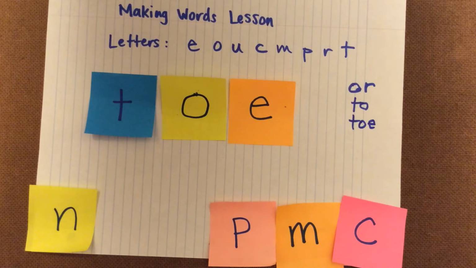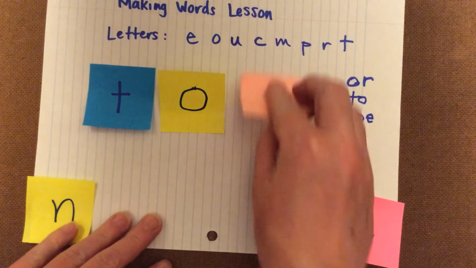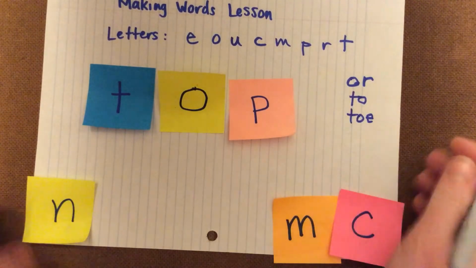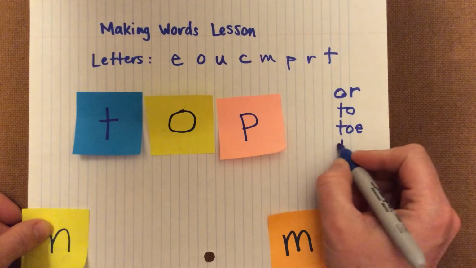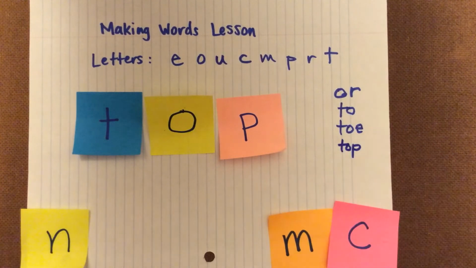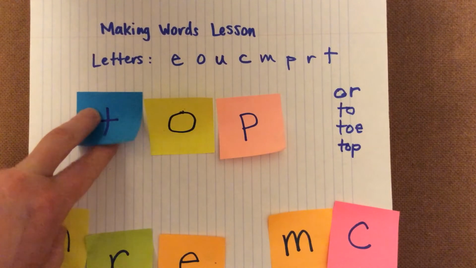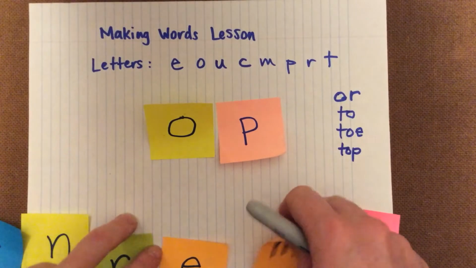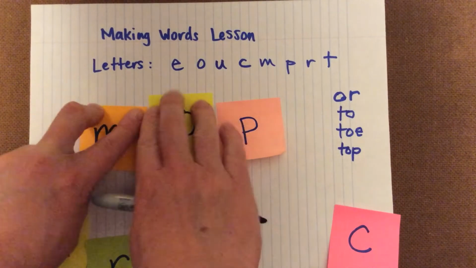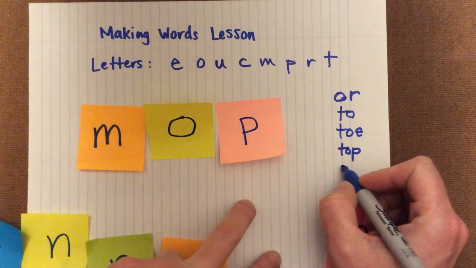Spell top. What can you do to change this word from toe to top? Think about that sound you hear at the end of the word. That's right. You need a P. Top. If you know how to spell top, can you make the word mop? What do you need to do to change this word into a new one? We need at the beginning an M. Mop.